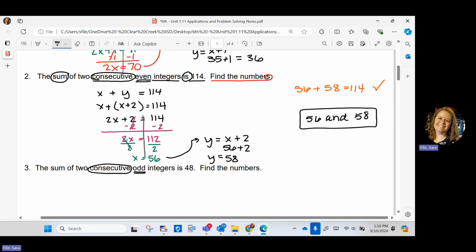They're still 2 apart. So we're actually going to set this one up the same way we did number 2. We're going to have x be the first number and x plus 2 is the second number, so that they're consecutive odd. But this time it's set equal to 48 and you need to try solving. So everybody should be trying that.